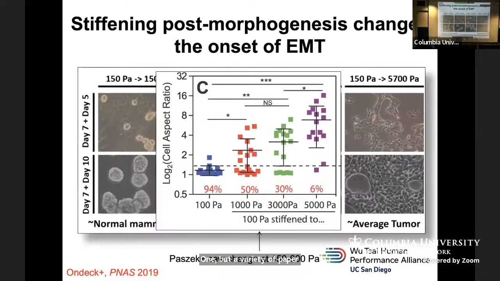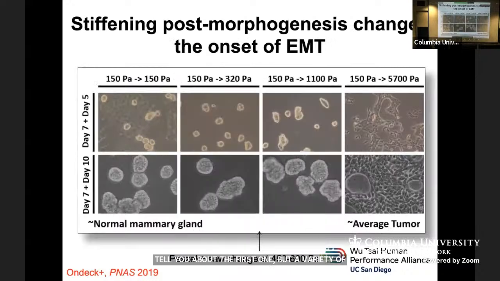So the first observation then was to put these cells into materials of a single modulus, so about 150 Pascal, and then stiffen that environment and then discern what the behaviors are. So we're doing sort of a pulse chase assay where the pulse is 150 Pascal for about a week in culture. And then for another 5 days or 10 days, we come back and we stiffen it.